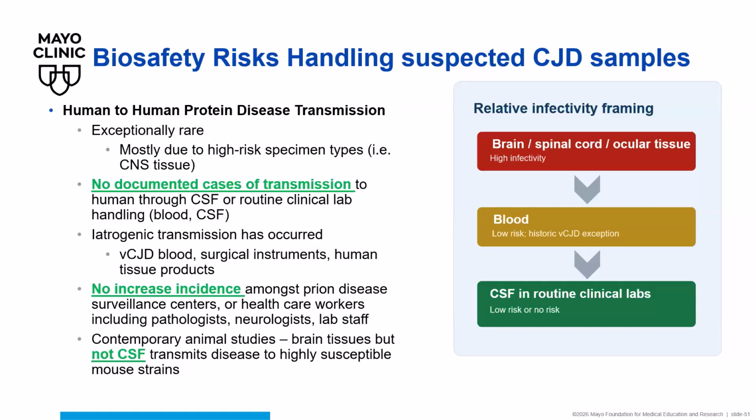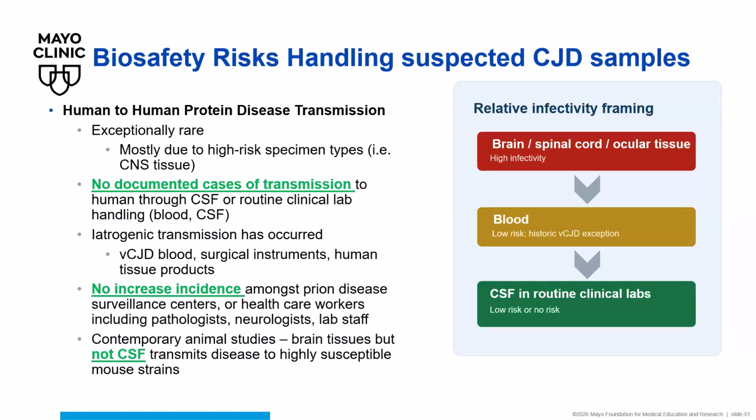And then I'm going to take 1 or 2 minutes, just real quickly, on the biosafety risk for handling suspected CJD samples. So human-to-human prion transmission is exceptionally rare. It's almost all due to high-risk specimens, CNS tissue. There have not been any documented cases of transmission through CSF or any routine clinical lab handling of blood or CSF. There have been exposures due to surgical instruments.